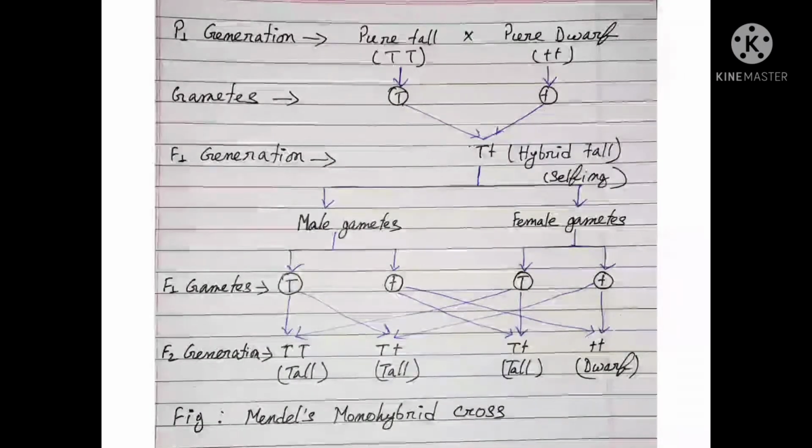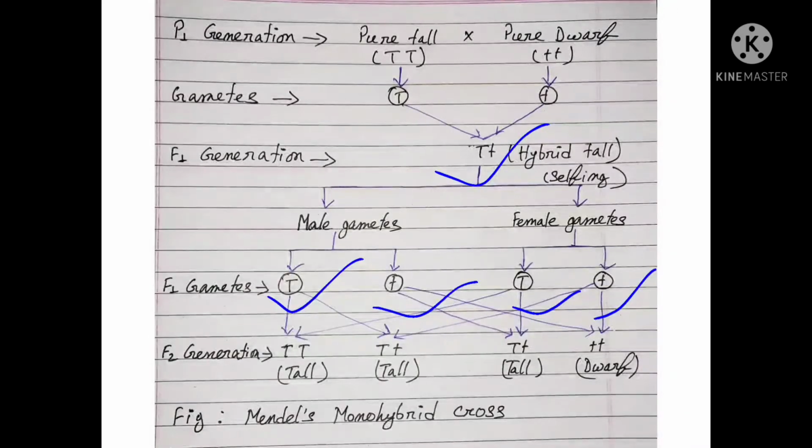Here, I again include a figure showing Mendel's monohybrid cross to explain Mendel's second law. It shows that though in F1 hybrids only the dominant phenotype appears, the recessive phenotype is not lost. It segregates during gamete formation and reappears in the F2 generation.